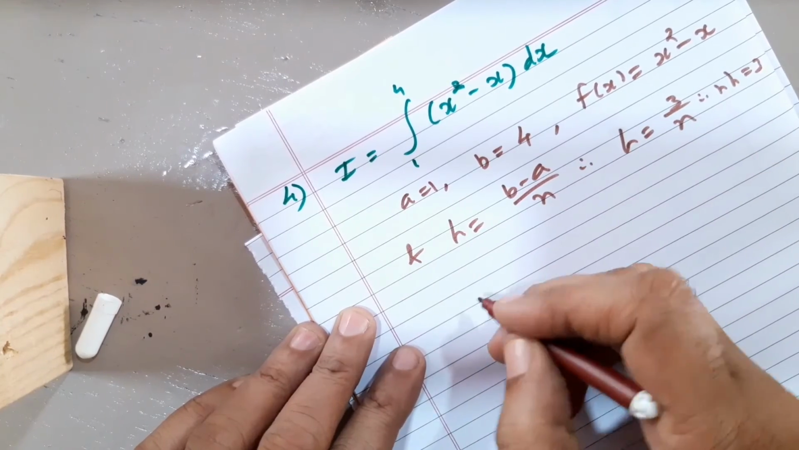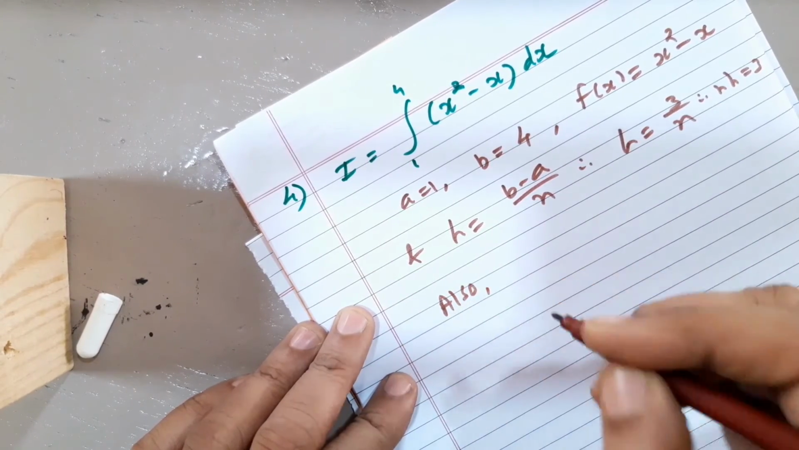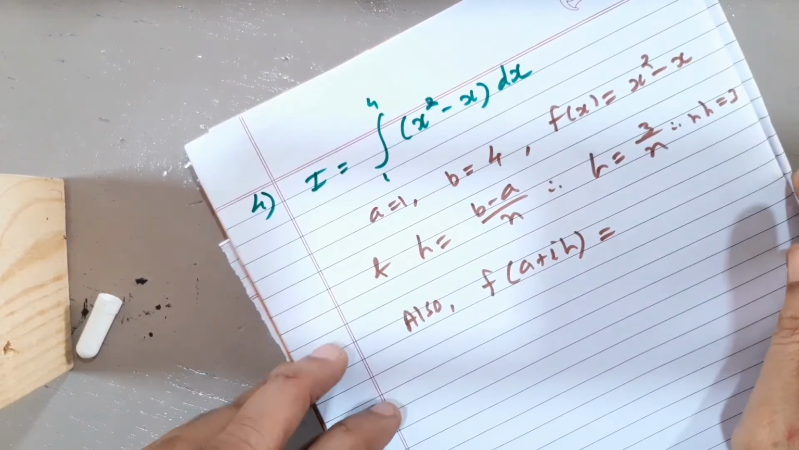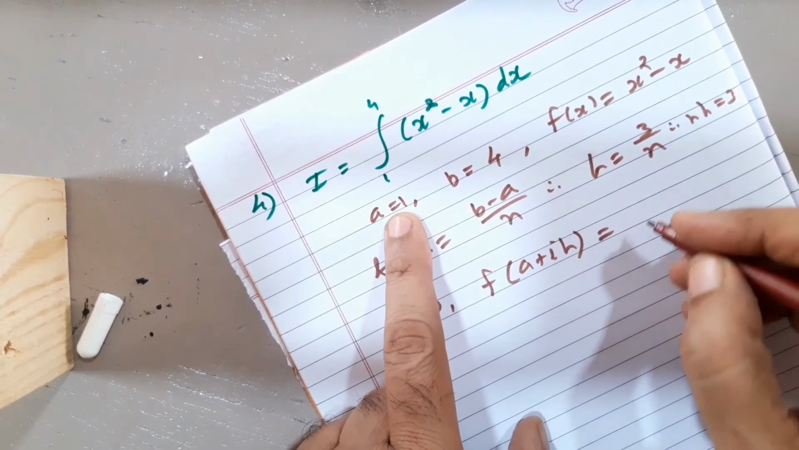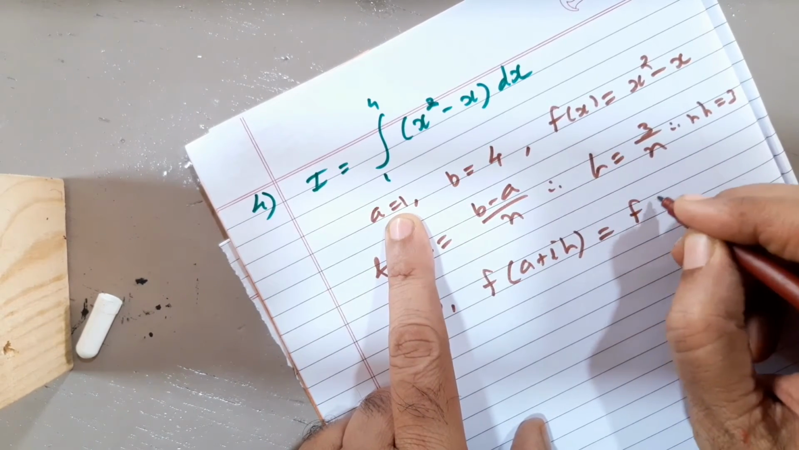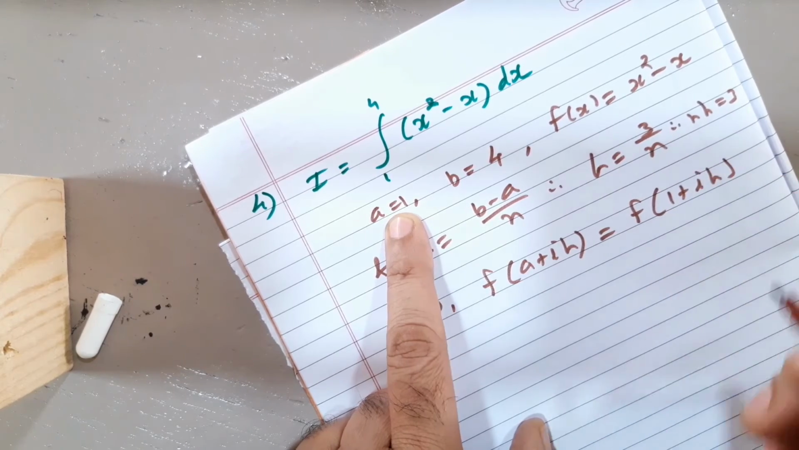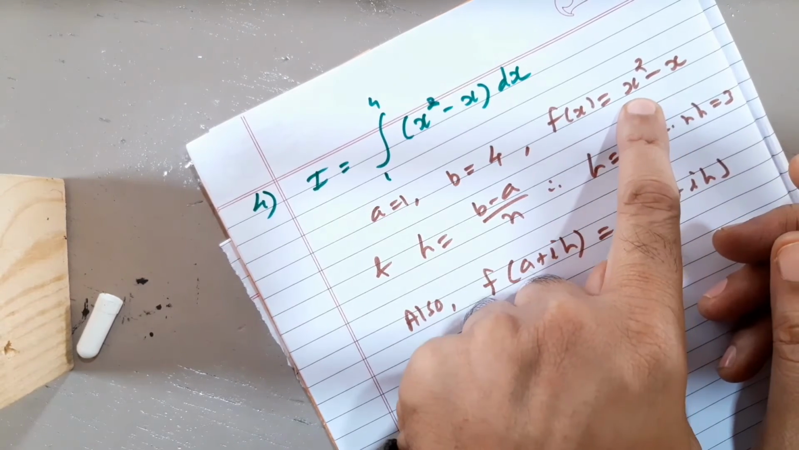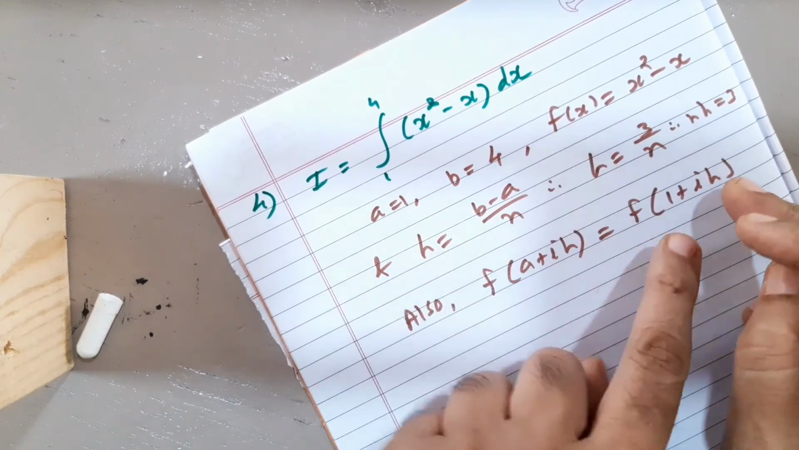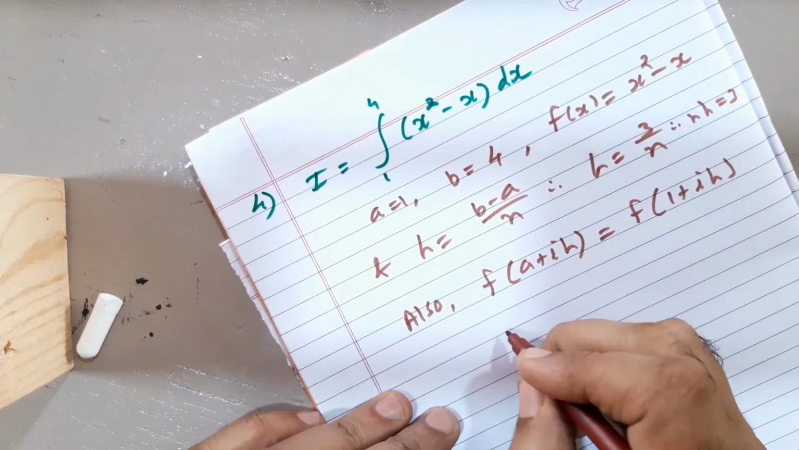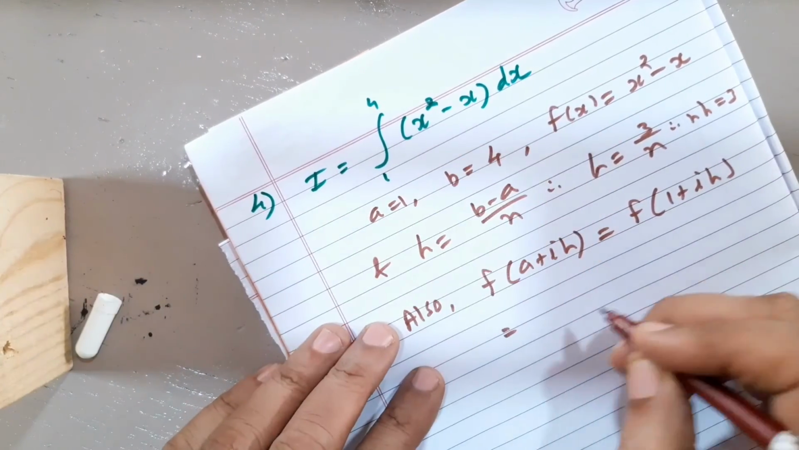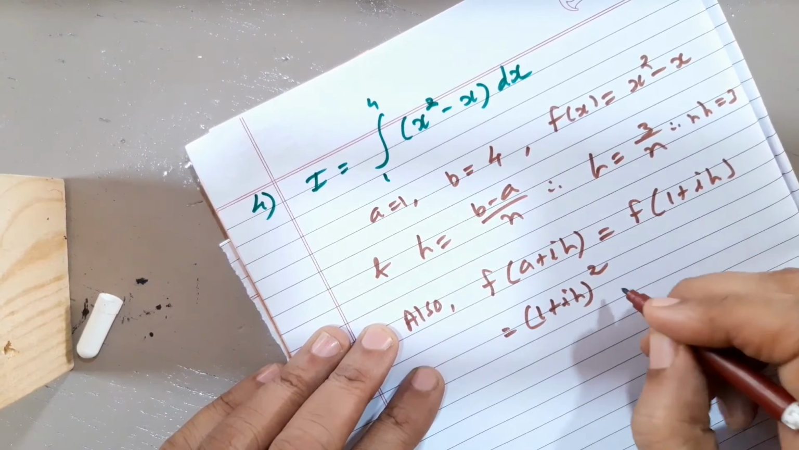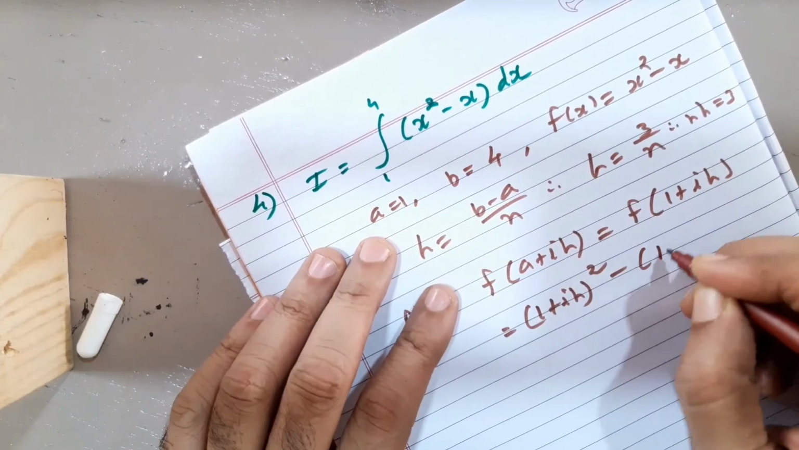Also in the formula what is required, we require f of a plus ih. So f of a plus ih, a is equal to 1, right? So it is equal to f of 1 plus ih. And what is f(x) function taken as? x square minus x. Now be careful, here x is replaced by 1 plus ih. So x square means what? It is 1 plus ih the whole square. Then minus x, so minus (1 plus ih).